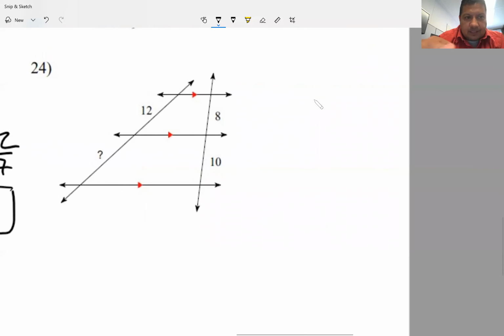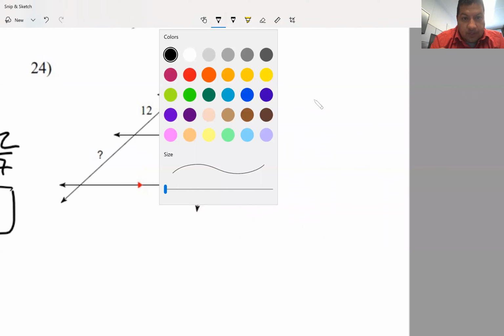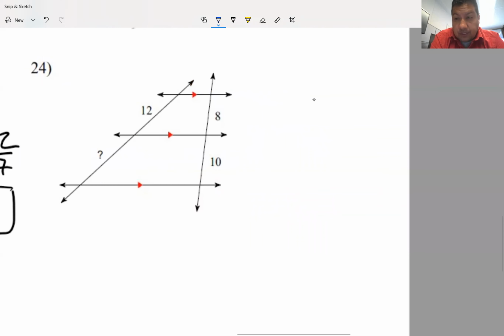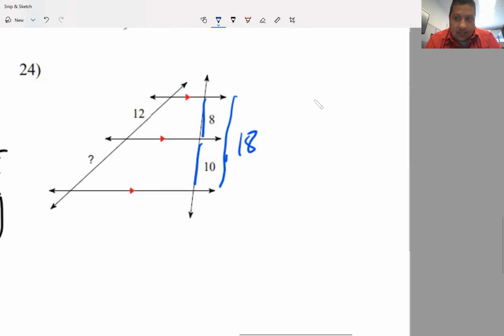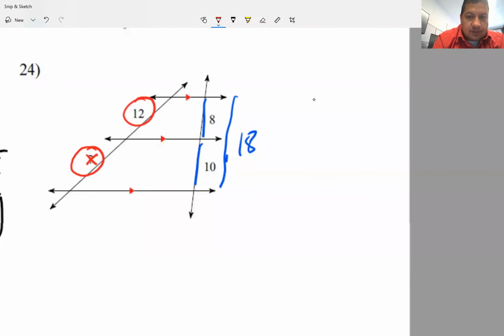And lastly, let's take a look at number 24. I always start with the one side that is only numbers. One small side is 8, one small side is 10. So I'm going to say the entire big side is 18. I might need the 18, I might not need the 18. I'm just going to have it just in case. Now, on the other side, the question mark, let me replace that with an x. And I have an x and a 12. And I'm just going to write x over 12, or 12 over x. It doesn't matter.